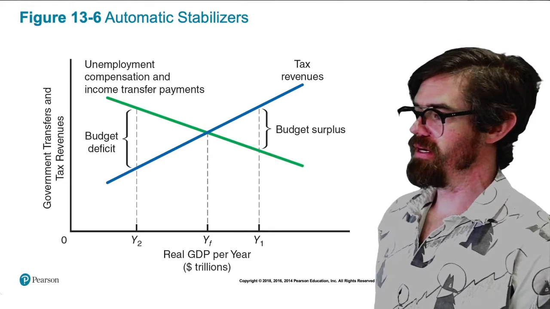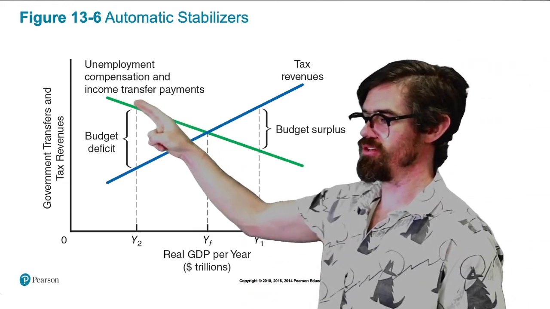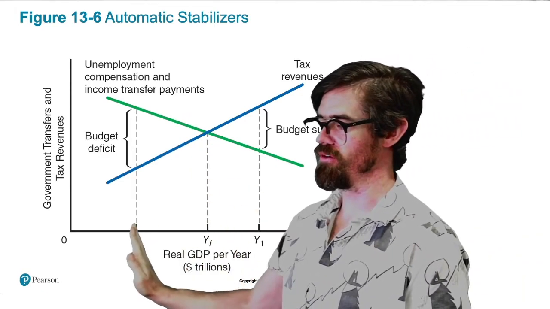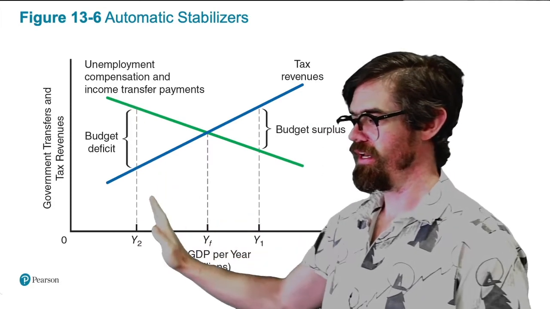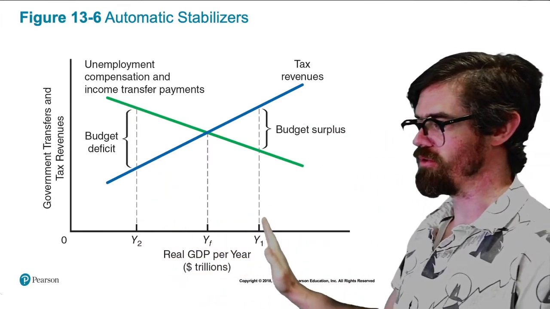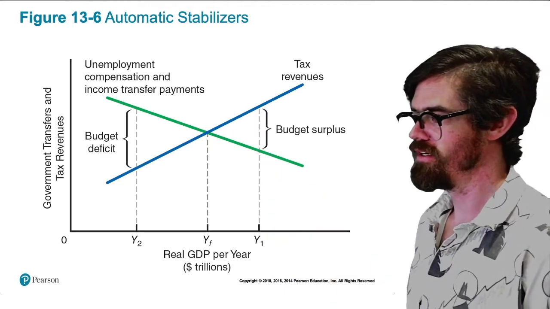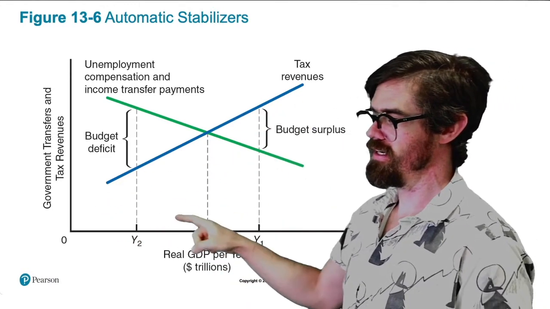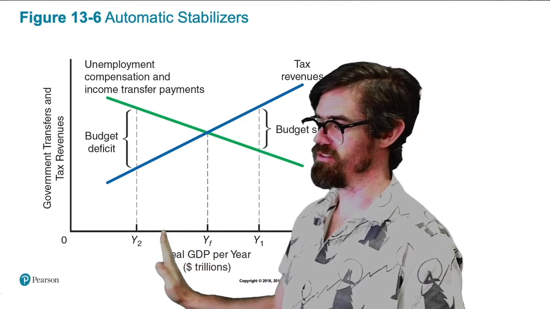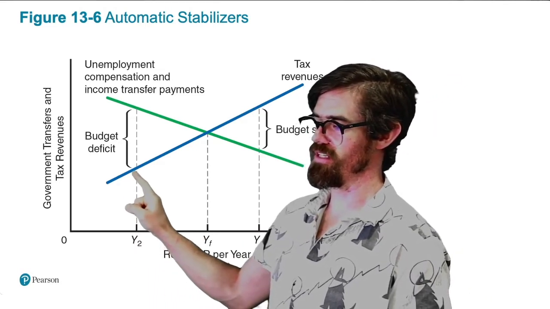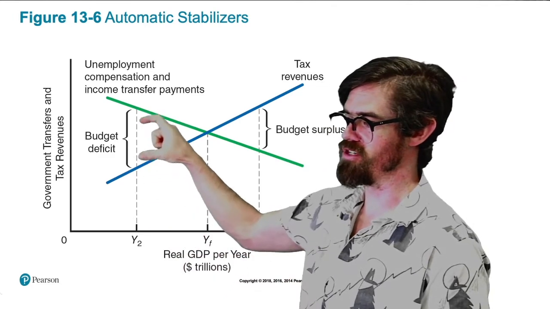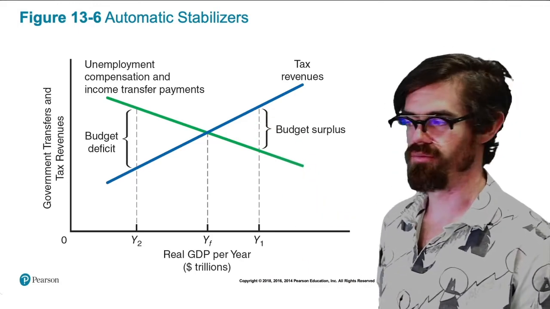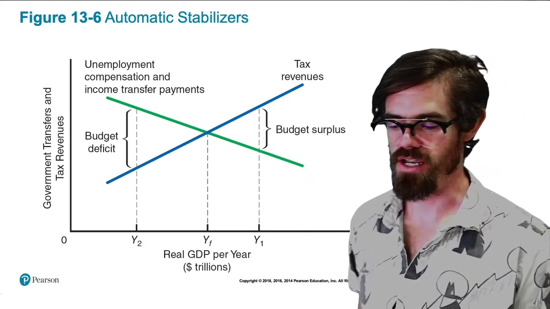All right, so here we go. We've got unemployment compensation and income transfer payments as a function of real GDP. So when real GDP is lower and we go into a recession, these payments are higher. And when we have an increase in real GDP, more people are employed and these benefits are lower. And then we have tax revenues here. Okay, and so when the economy is doing poorly and in a recession, the government raises less revenue, and therefore we have a budget deficit. But when the economy is doing well, the government can raise more tax revenue, and we have a budget surplus where they're actually raising more money than they're spending.